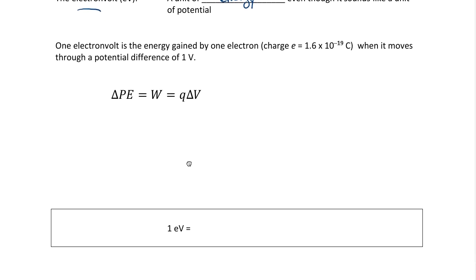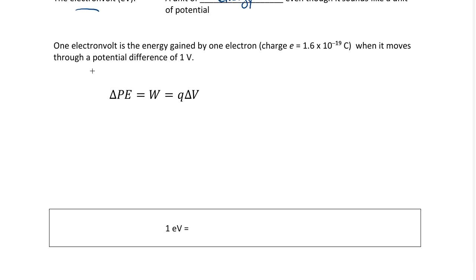So remember our equation that the change in the electric potential energy is equal to the work done on the charge, which is equal to the magnitude of the charge times the potential difference. So if our charge has magnitude 1.6 times 10 to the negative 19 coulombs, we won't worry about signs here, we're just looking for the magnitude of the energy.